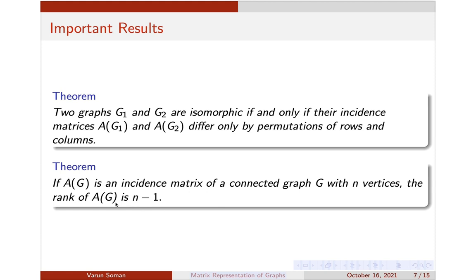Now next we will discuss another related matrix called the adjacency matrix. The adjacency matrix is defined in terms of vertices only, so it will always be an n by n matrix. For example, if you have n vertices, you will have n rows and n columns. And how will you write it down?